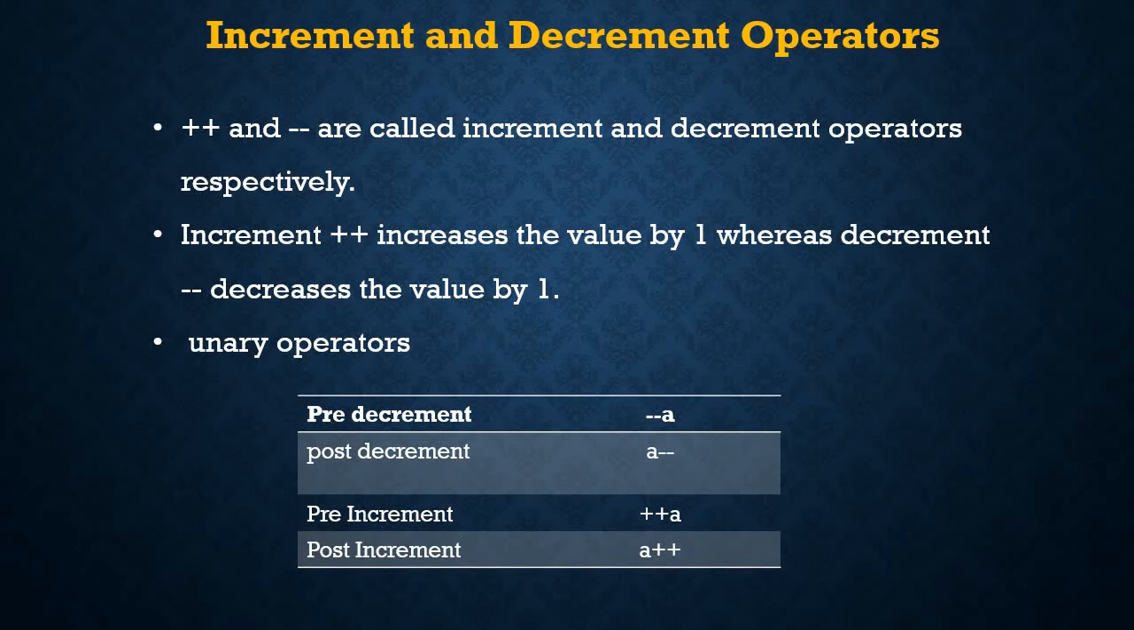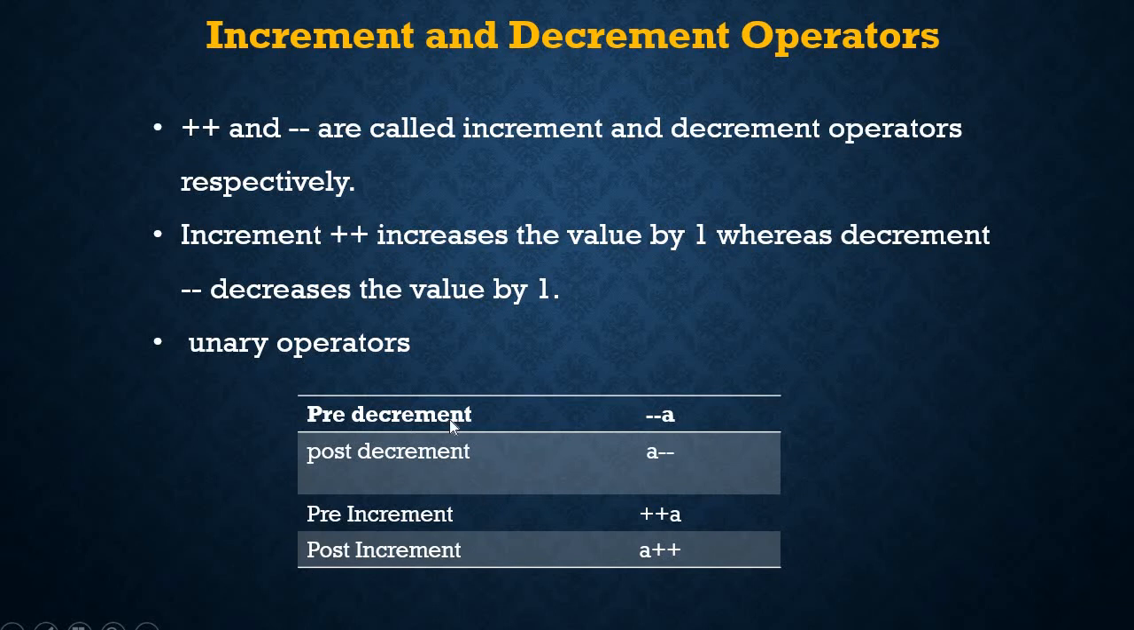If we consider arithmetic operators like plus, minus, slash, that is division, and multiplication, we'll have two operands, whereas in the case of increment and decrement operators, we'll have only one operand. So we call it a unary operator. We have four categories: pre-decrement, post-decrement, then pre-increment, post-increment.